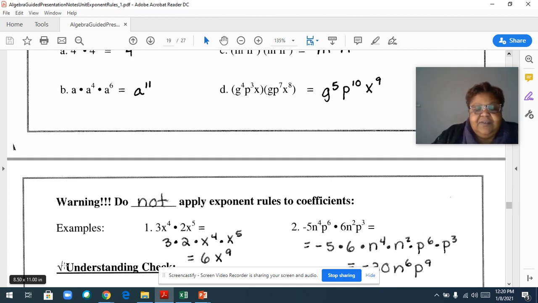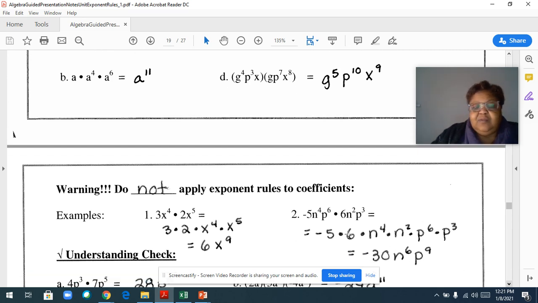And the understanding check here, that's what I want you to turn in. There are 2 problems there. This one, negative 5 times 6 is going to give me a negative 30. And you see how they put them together? This is how I do mine too. I just rewrite and put everything together so I can count. Negative 5 times 6, and then n to the 4th times n squared, because we can only combine same bases when we're multiplying. P to the 6 times p cubed. So we put those together. And then I multiply that. 4 plus 2 is 6. 6 plus 3 is 9.